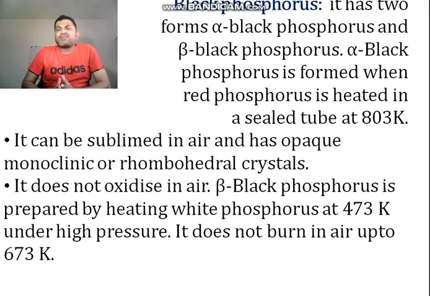So now the last topic of this video is black phosphorus, and here we are going to talk about black phosphorus. It has two forms, alpha black phosphorus and beta black phosphorus. Alpha black phosphorus is formed when red phosphorus is heated in a sealed tube at 1073 Kelvin. Okay, so remember, if we heat in a tube at that temperature, alpha black phosphorus is obtained.